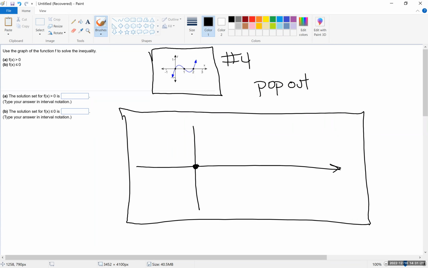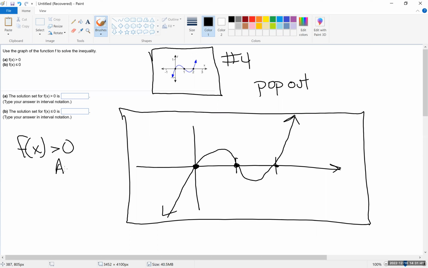So (0, 0) was a point. It looks like (1, 0) is a point, and (2, 0) is a point, and it looks like this. There we go. All right, so we made it a little bit bigger. We can see it. We want to know, when is f of x greater than 0? Greater than 0 means it's above the x-axis. It can't be touching, because touching is equal to. It has to be above.